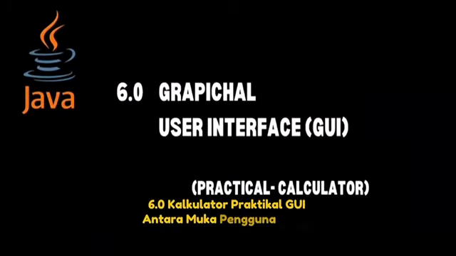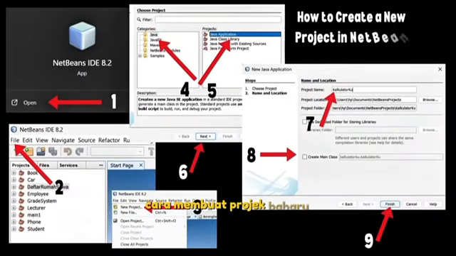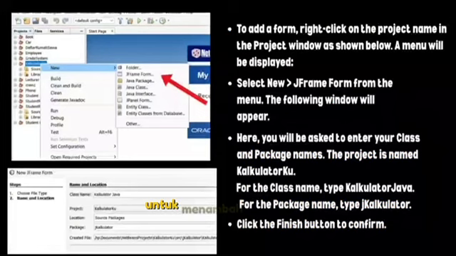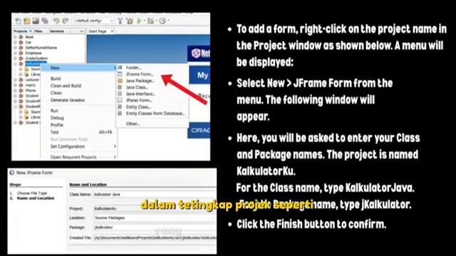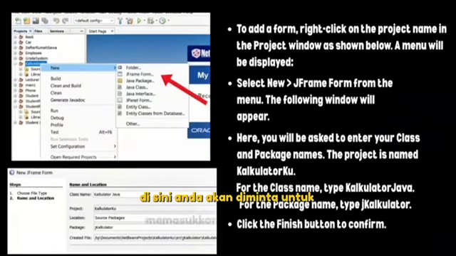GUI. Practical: Calculator. How to create a new project in NetBeans IDE 8.2. To add a form, right-click on the project name in the project window as shown below. A menu will be displayed. Select New JFrame Form from the menu. The following window will appear. Here, you will be asked to enter your class and package names.